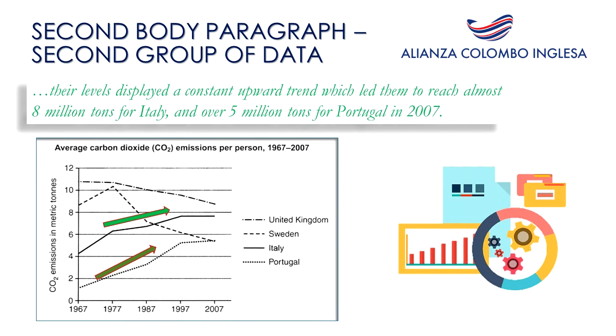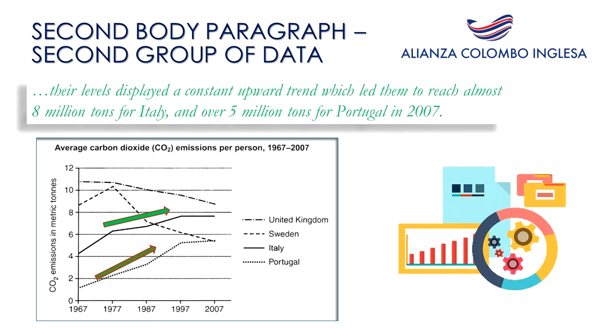Okay, so let's connect that with the second part. In the first one, we said, although these numbers of Italy and Portugal are significantly lower than Sweden and the United Kingdom, we are saying now that their levels displayed a constant upward trend, which led them to reach almost 8 million tons for Italy and over 5 million tons for Portugal in 2007. Now, in here we're doing something similar to what happened with the UK. In the UK, we had a constant drop, and for these countries, we have a constant upward trend, which is what we have mentioned in here.